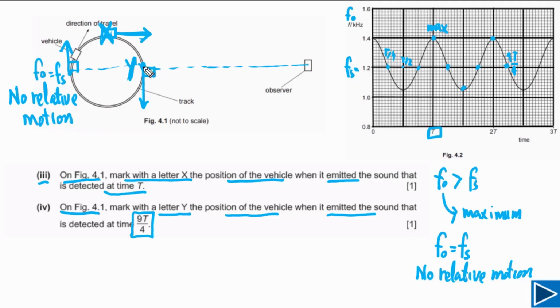Now, why is this point? If you look at this now, after 1t, the source is here. After 2t, source is again at this point. So you see after 2t, source is here. It means the vehicle is here. So after t/4, vehicle will be here, not here. So that's the reason you have to mark Y here. And this one has B mark, 1 mark. If you have marked X here, you will get 1 mark. And this also has 1 B mark. If you write down simply Y here, you will get the second B mark.